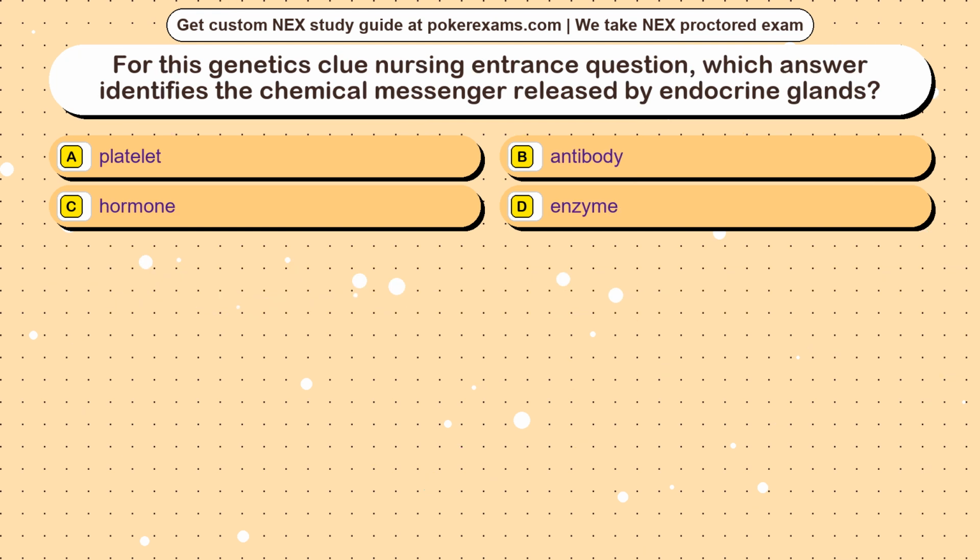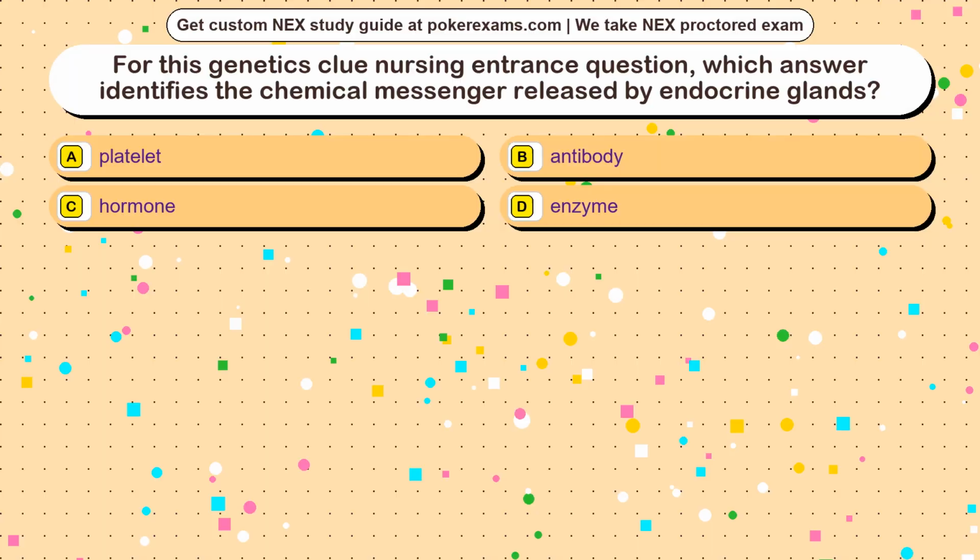Question 13. For this genetics clue nursing entrance question, which answer identifies the chemical messenger released by endocrine glands? Option A, platelet. Option B, antibody. Option C, hormone. Option D, enzyme.